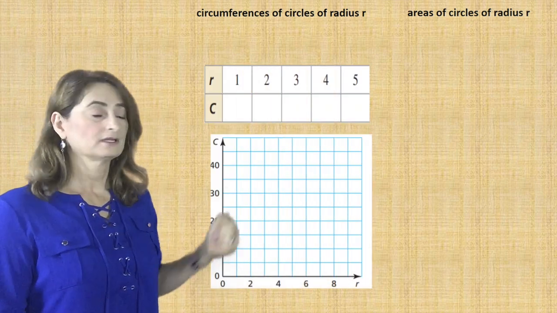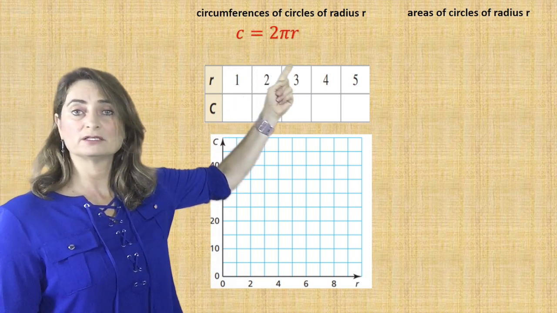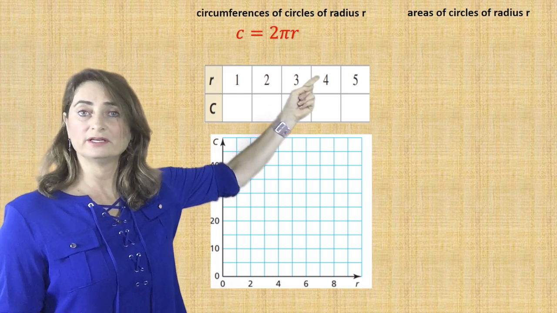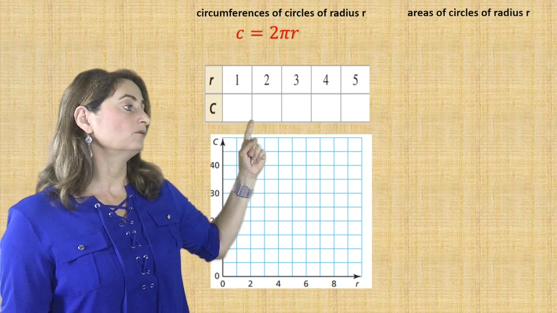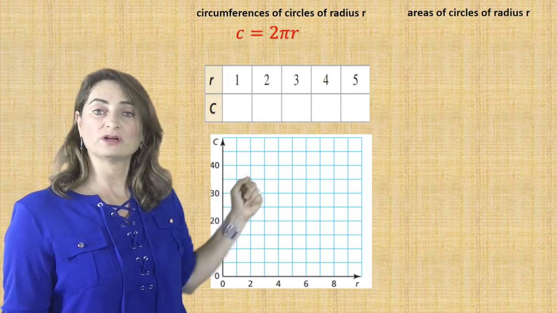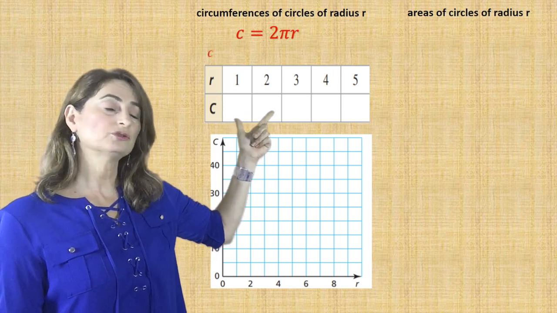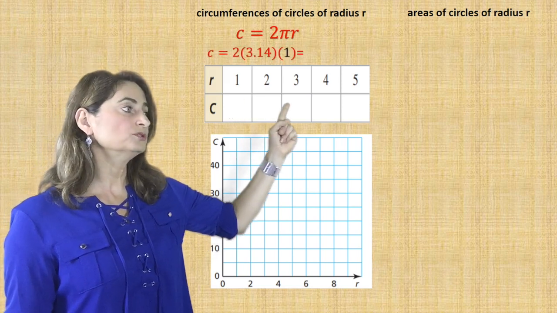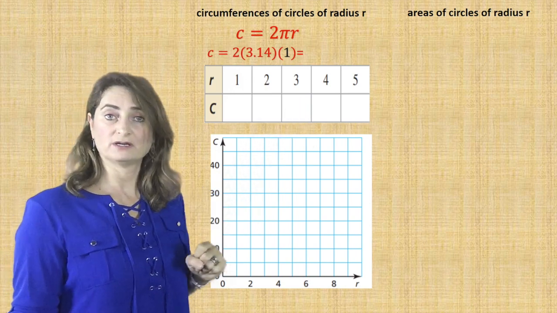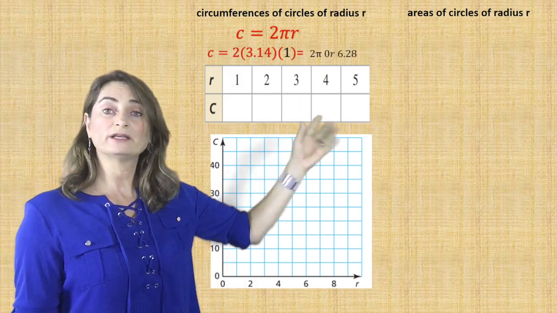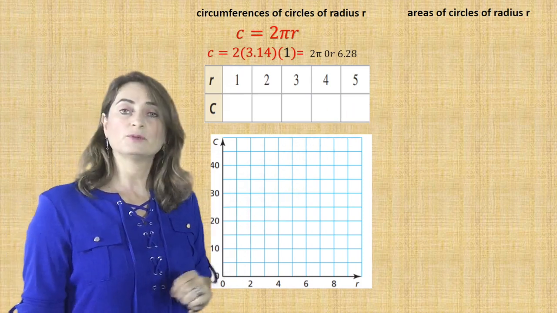The equation of a circumference is 2 pi r, 2 times pi times the radius. Since the radius is changing, if the radius is 1, what would the circumference be? Substitute 1 in the equation, and I'm going to only show you the first one. C equals 2 times 3.14, which is pi, times 1, which is the radius. That gives you 2 pi if you leave it with pi, or 6.28.